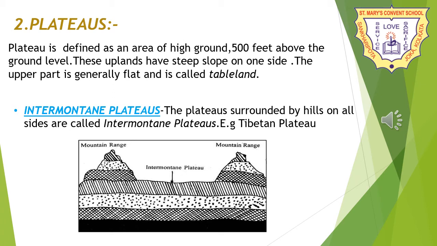Now intermontane plateaus. The plateaus surrounded by hills on all sides are called intermontane plateaus. A famous example of an intermontane plateau is the Tibetan Plateau.